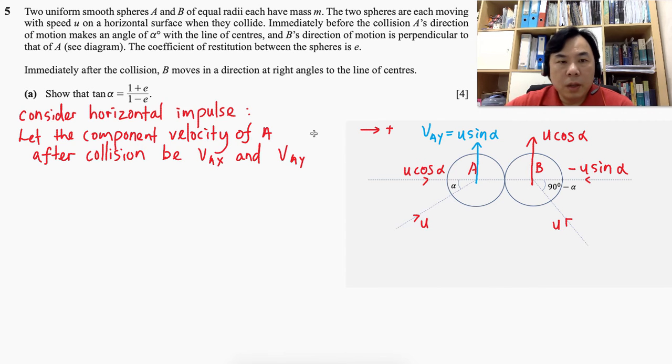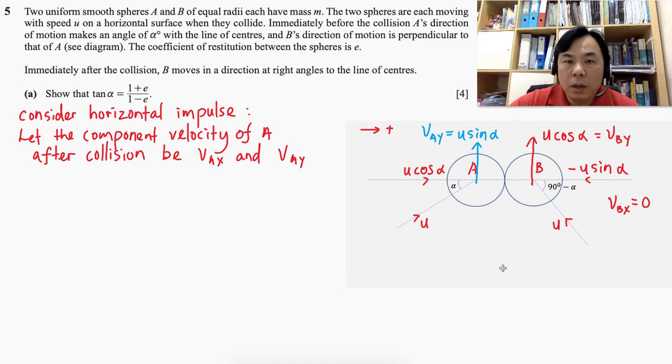And then the same goes for B. Now the vertical component of B is given by this. Okay, hold on. So that is given by this one here. This is v_By. Whereas v_Bx, the horizontal component of sphere B after collision, is actually equal to 0 because it's moving vertically upward.